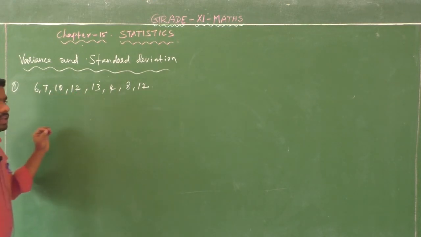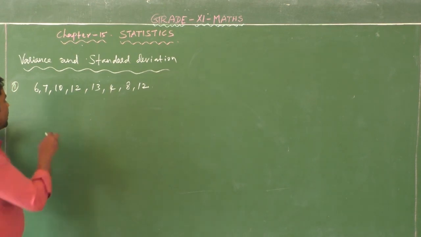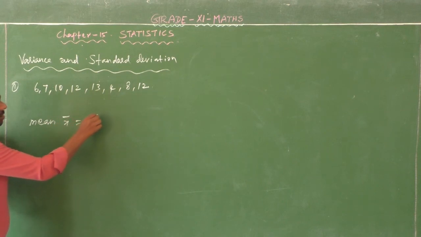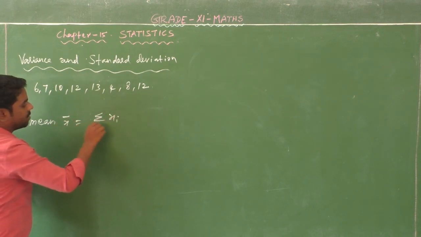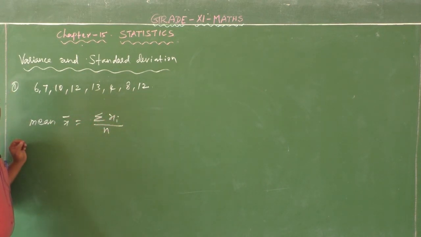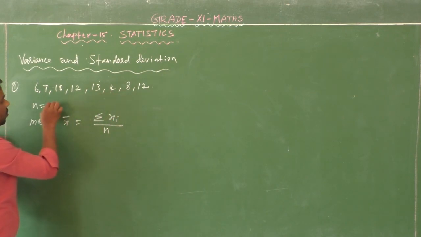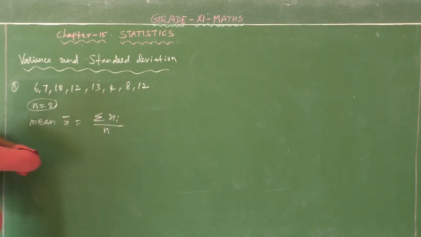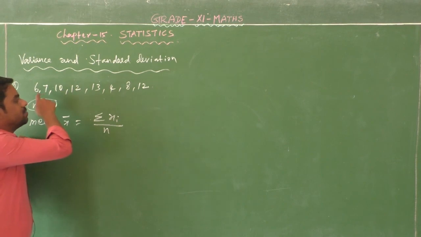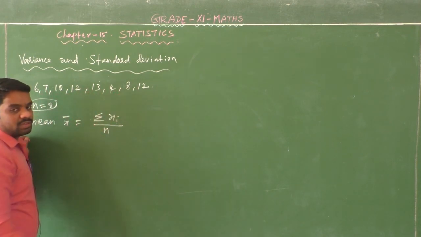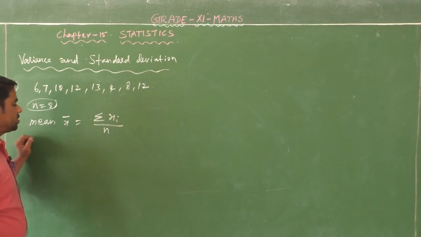You know that the mean of the given data, x bar, is equal to the summation of xi divided by the number of observations. Listen, here the number of observations is 1, 2, 3, 4, 5, 6, 7, 8. So small n is equal to 8. So 8 observations, x1, x2, x3, x4, x5, x6, x7, x8. So n is equal to 8.